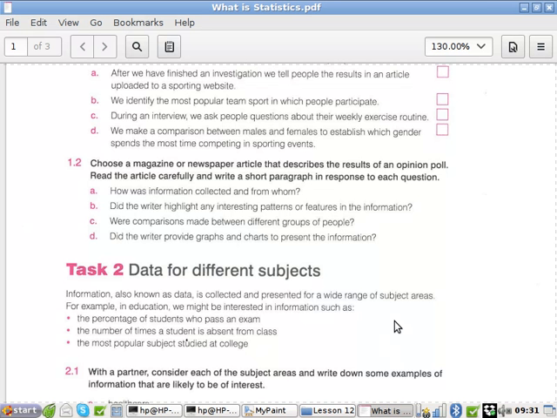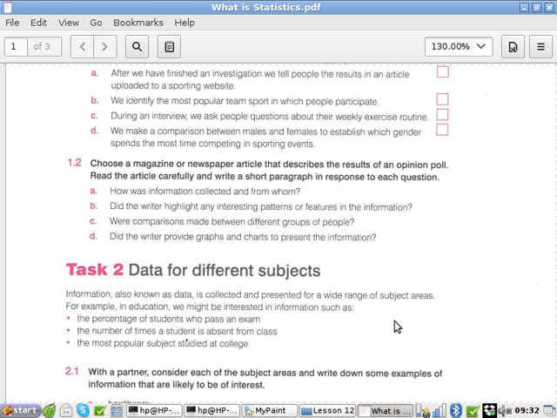I'll give you a clue. It sometimes says it at the bottom of the article, the source of the information, like Stevens Research Centre or something like this. Did the writer highlight any interesting patterns or features? Usually this is the headline. Like, for example, new study shows 10% of students eat breakfast. Something like this. Were comparisons made? So maybe they might say, more boys eat breakfast than girls.